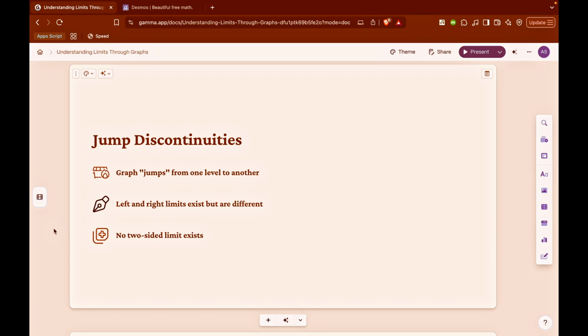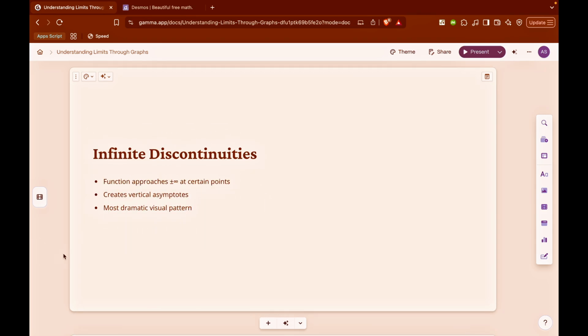Jump discontinuity means the graph jumps from one level to another, basically like some piecewise functions. Let's say I have y is equal to x for x less than 0. That means at 0 there would be an open hole. But if we say y is equal to 1 for x greater than 0, then at that same value 0, you would basically have y equal to 1, and that's kind of like a jump, because no x value can have two y values. The left and right hand side limits exist, but they're different, so no two-sided limit exists at all.